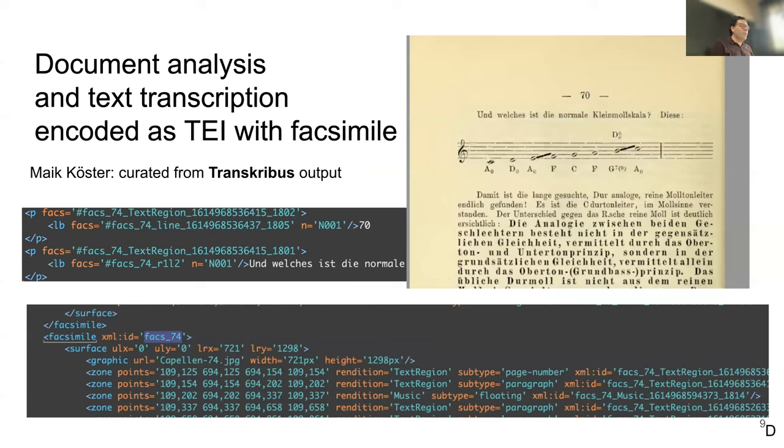Well, with these sources, we have 8 books. From these 8 books, Maik Köster, who is here in the presentation, created the output of the Transkribus OCR system. And what he did is to check that everything was right. For example, we obtained from this system the TEI encoding. This is an XML file that contains something named a facsimile element. We have, for example, the name of the page that you can see here in the region and here in the encoding.